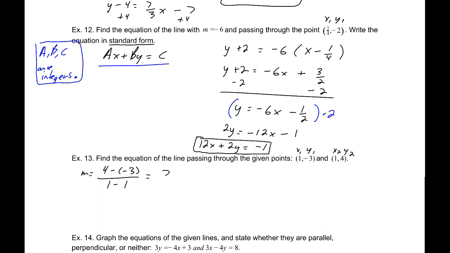That is going to be 7 divided by 0, which is undefined. So the slope is undefined, which actually means this line is not a function. Whenever we have an undefined slope, if you notice, we have the same x value on both of these. Because we have a shared x value, the equation is going to be x equals 1. So this line is represented by all points that have 1 as a first coordinate.